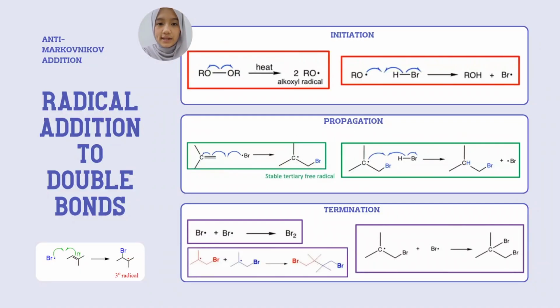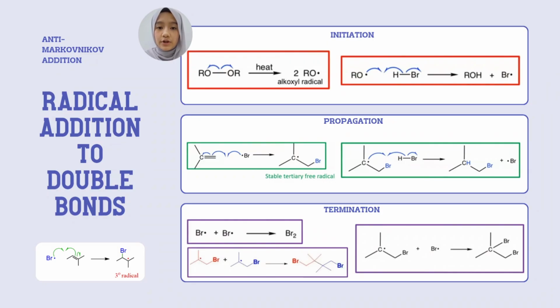Let's continue with the radical addition to a double bond. So, in initiation, the formation of radicals from peroxide occurs. This is because heat causes homolytic cleavage of the weak O-O bond in the peroxide, and each oxygen takes one electron, forming two alkoxy radicals.